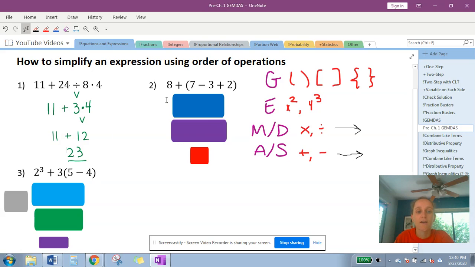All right, on number 2, I have 8 plus, and then in parentheses, 7 minus 3 plus 2. And so because I have parentheses here, I know that I'm going to do everything inside there first. So I kind of do GEMDAS just in the parentheses again. So I have subtraction and addition, and I know that subtraction is first here because it's first when I read it left to right. So 7 minus 3 is 4, and I write everything down again. And then I'm still inside the parentheses here. So 4 plus 2 is 6, and I drop the parentheses because there's nothing to do inside them anymore. And then 8 plus 6 is 14.